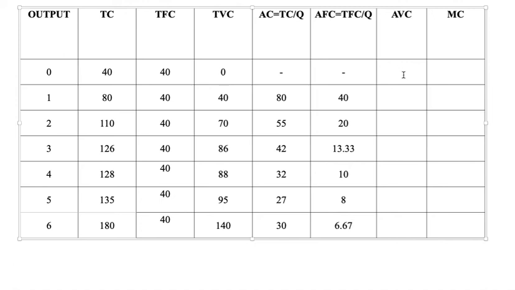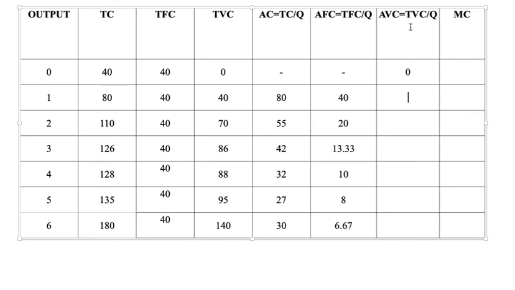So for average variable cost, we have a formula: average variable cost is equal to total variable cost divided by Q. This is how we calculate average variable cost. Now where is our total variable cost? Total variable cost is this, and we are going to divide it by the respective output. Fine. So first, what is our total variable cost? It is 0. 0 divided by 0 is 0, right?